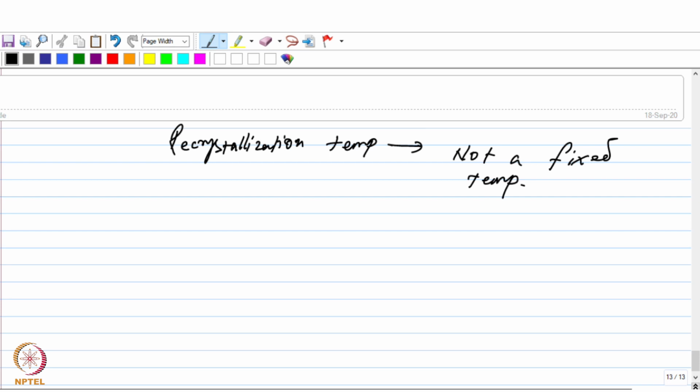But will this be undefined, or is it something arbitrary? It is not really arbitrary, because for a particular material you still may have a particular recrystallization temperature. So if you want to define the recrystallization temperature, it can be defined as follows. It is the temperature at which a particular metal with a particular amount of cold deformation will completely recrystallize in a finite amount of time, which is typically around 1 hour. Okay, so that is how you can define the recrystallization temperature.